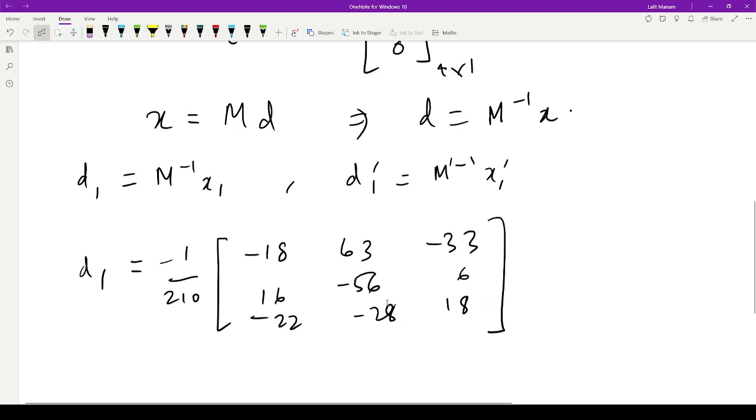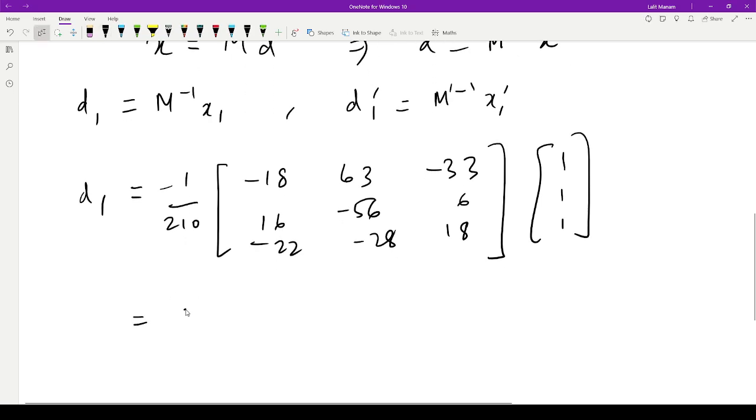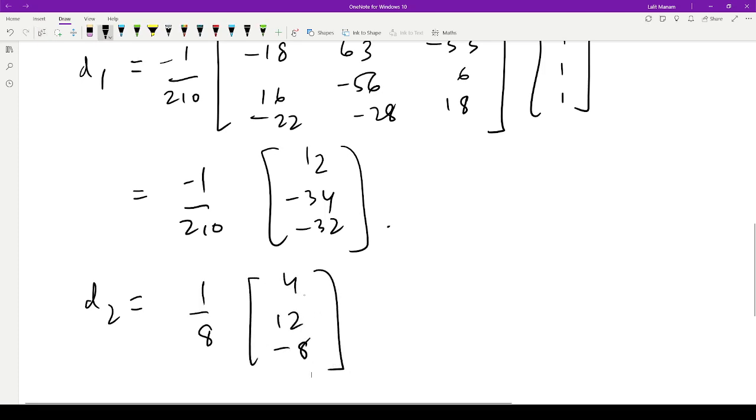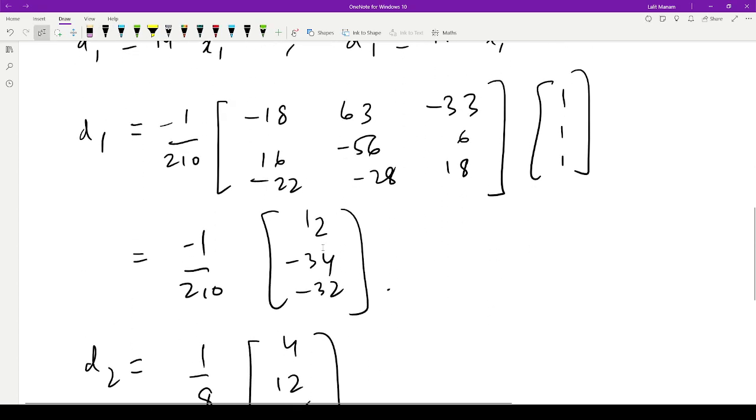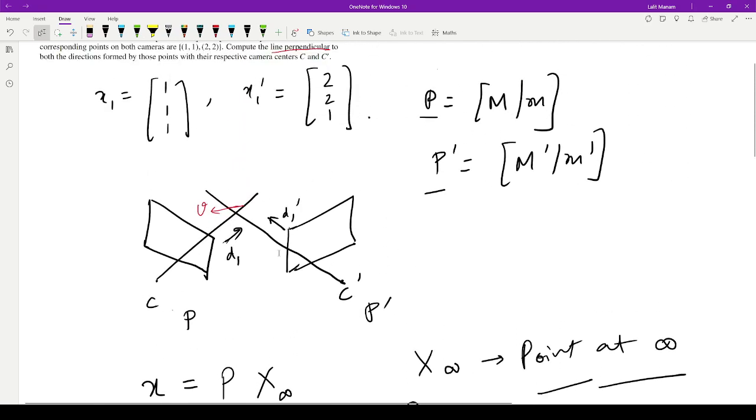And x is what? X1 is. So if we just simplify this, we get something like 12 minus 34 minus 32. Similarly for d2, if we just replace the values, I'll just directly write the answer: 4 12 minus 8. So what did we get till now? Or rather, I'll put it as d1 prime. So we got the two directions here.